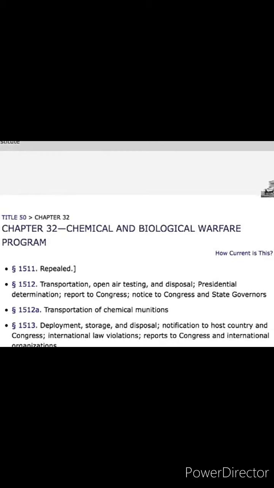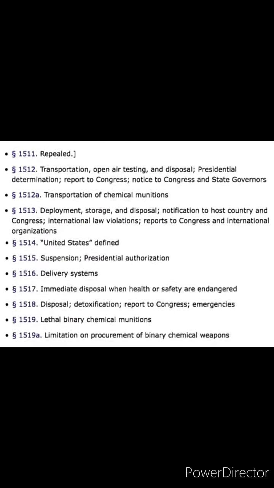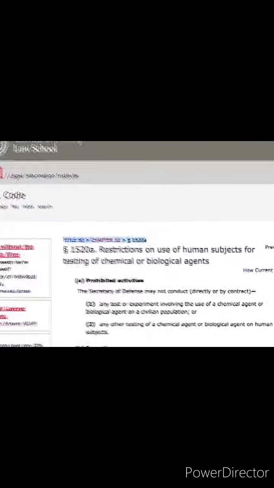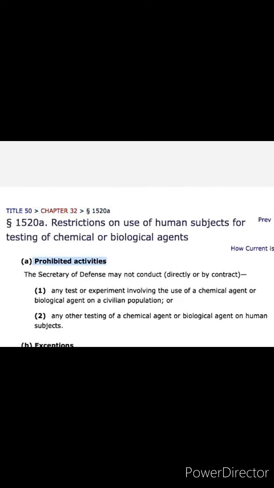Let's look at Title 50, Chapter 32. Listed as the Chemical and Biological Warfare Program, we go to Section 1520A, where the government lists restrictions on use of human subjects for testing of chemical or biological agents. Part A reads Prohibited Activities.